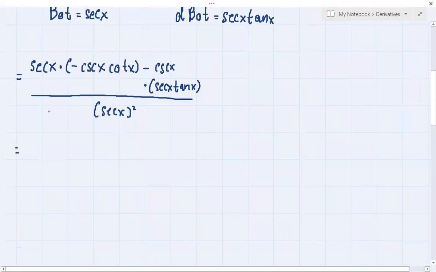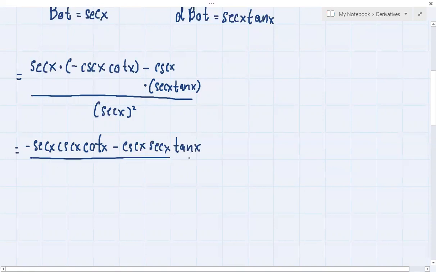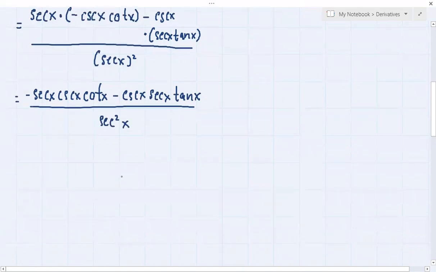Now, let's simplify. So, in here, secant x times negative cosecant x times cotangent x. So, we will have negative secant x times cosecant x times cotangent x. Alright, there you go. Minus, eto, sa second term, cosecant x times secant x times tangent x, magiging cosecant x times secant x times tangent x pa rin. Ayan. All over square ng secant x, which is secant squared x. Okay. So, let's simplify pa.